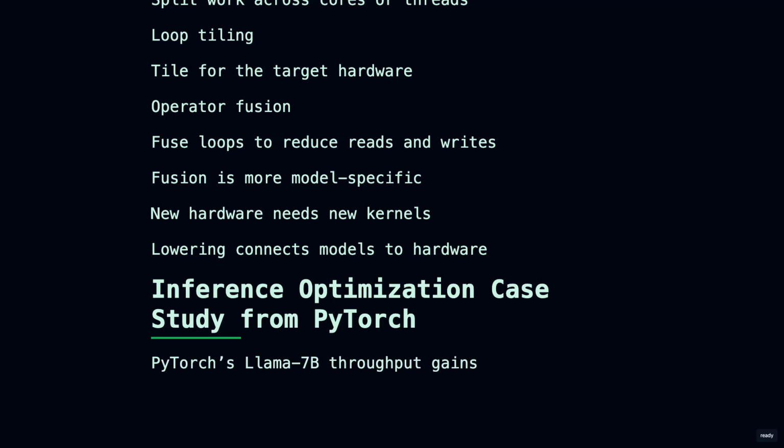This figure summarizes how PyTorch improved Llama 7B throughput by applying a sequence of optimizations. We'll walk through each one so you can see how compiler support, lower precision, and decoding tricks each contribute to speed.